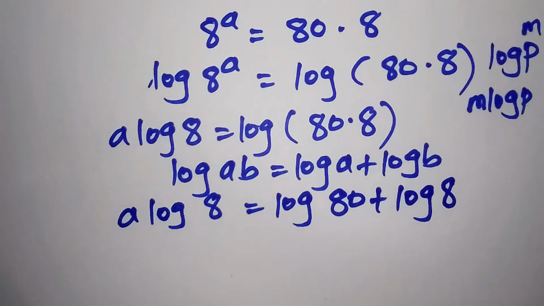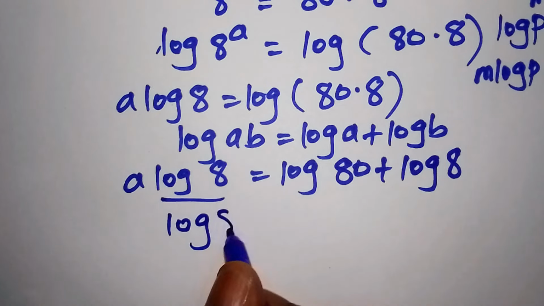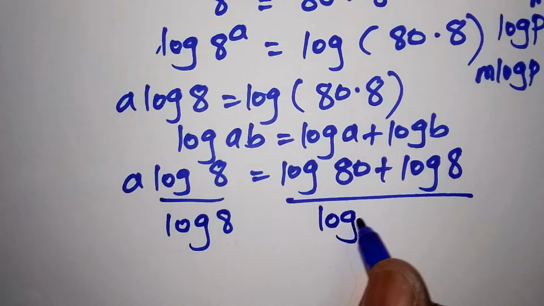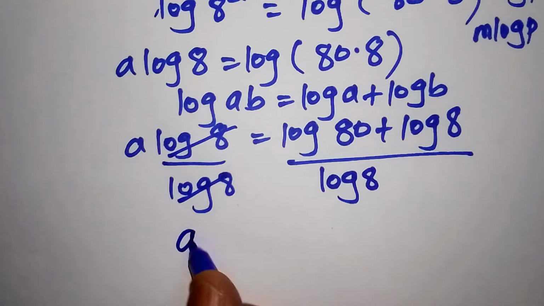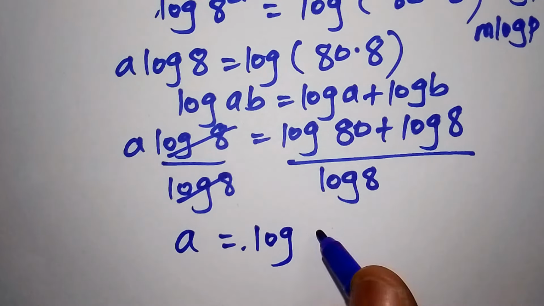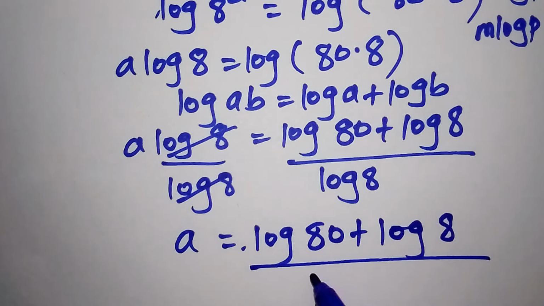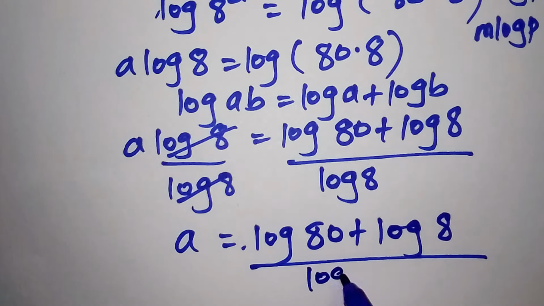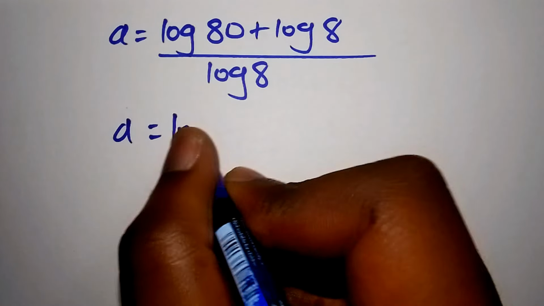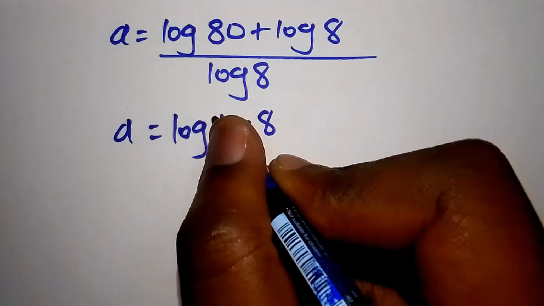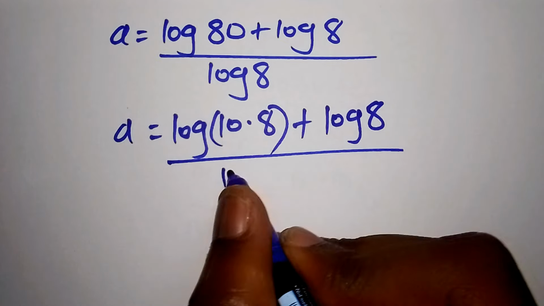We now want to do away with the log of 8. So we shall be forced to divide both sides by the log of 8, then also this side by the log of 8. So log 8 and log 8 shall cancel. So now our value shall be a is equals to the log of 80 plus the log of 8, all over the log of 8. In this case we shall say that a is equals to, log 80 can be written as the log of 10 multiplied by 8, put into bracket, plus the log of 8 all over the log of 8.